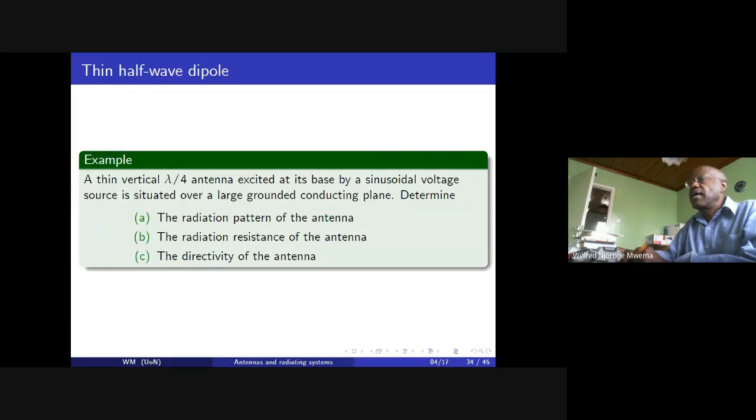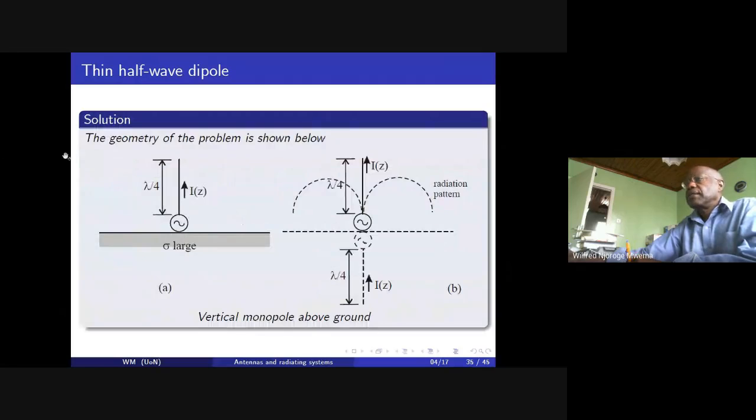So, example: a thin vertical lambda by 4 antenna is excited at its base by a sinusoidal voltage source and is situated over a large grounded conducting plane. Determine A, the radiation pattern of the antenna, B, the radiation resistance of that antenna, and C, the directivity of the antenna. So we show the geometry of this level.